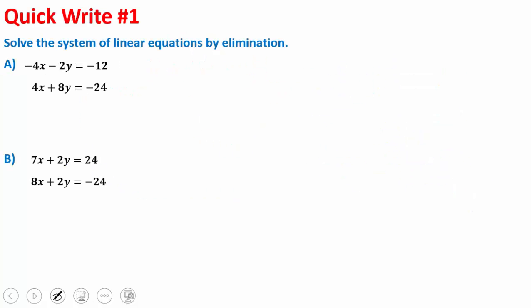Let's go to our first quick write. Solving a system of linear equations by elimination. This one you can pause the video in just a second and make sure you write down these two systems, A and B. Make sure you're looking for the variable with the same number coefficient, hopefully having opposite signs so you can add. If they have the same signs, subtract. I'll see you back here after you finish the quick write, take a quick snack break, and get ready to learn some more solving systems of equations by elimination.